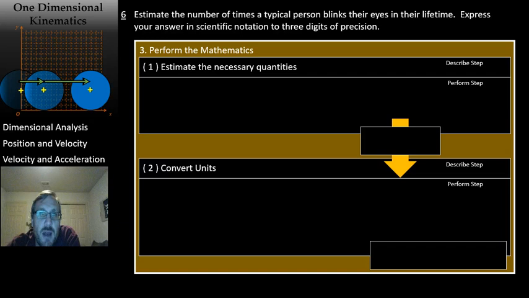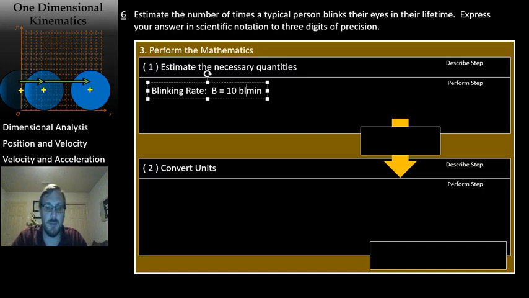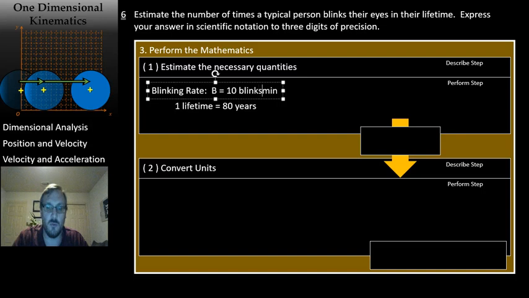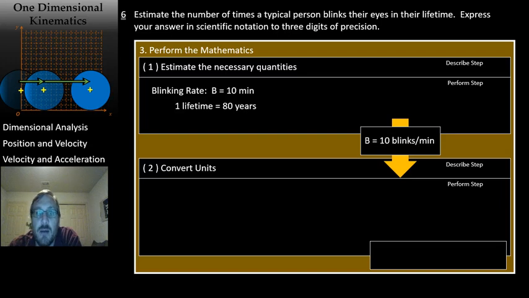Probably you can't just figure that out by thinking about it. Probably what you have to do is you have to think about how many times you blink per minute. And you probably have 10 blinks per minute. And then you want to figure out your lifetime in years. We're going to go with 80 years because we're optimists here. Okay, and that'll give us the number of blinks per minute at 10 blinks. That's what we're going to carry over.